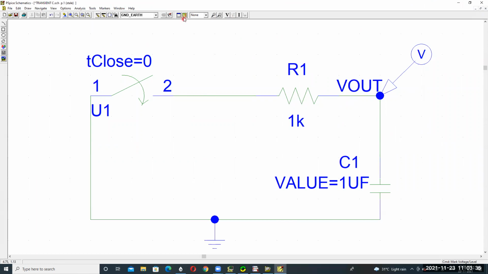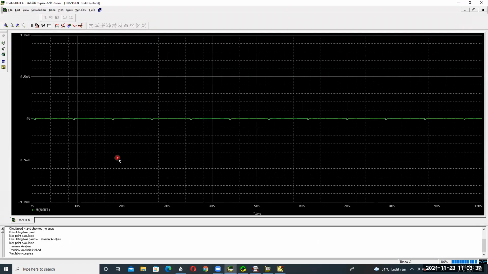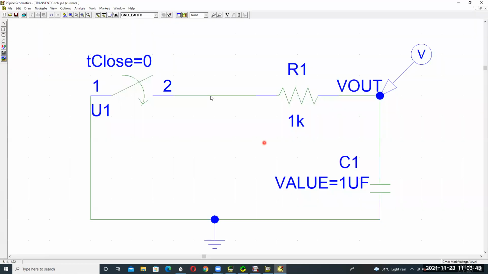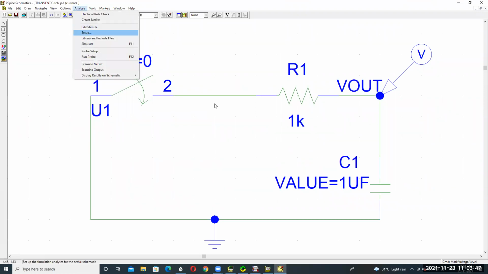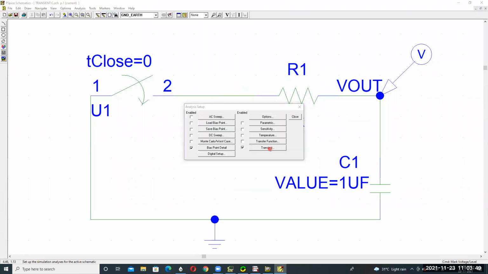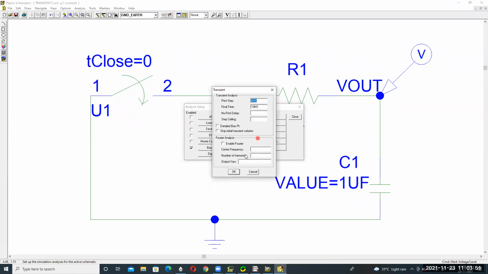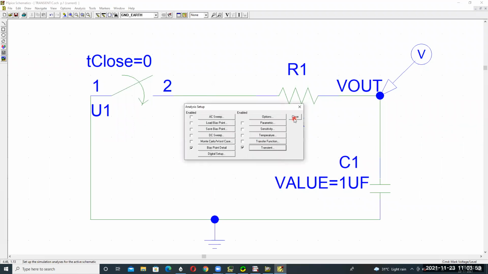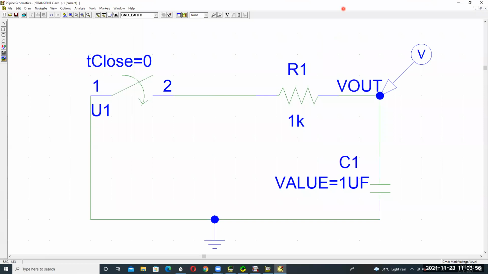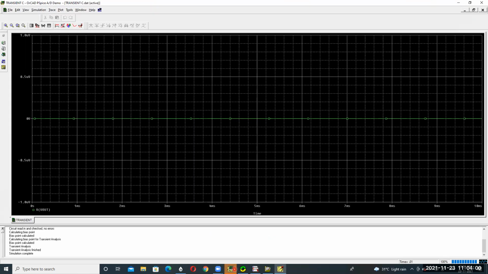Press here, and it opens like this. Go to simulation and analysis setup, set transient to 10 milliseconds, then close and run. We'll get the voltage across the capacitor like this: 1 millisecond, 2 milliseconds.